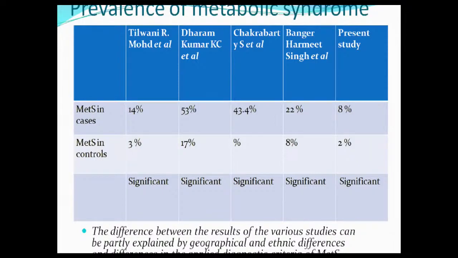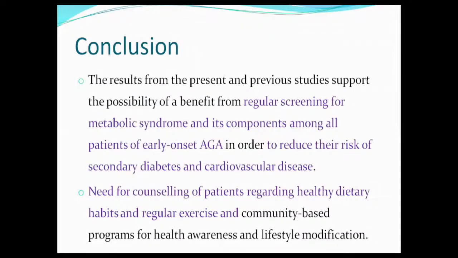The difference between the results of various studies can be partly explained by geographical and ethnic differences and the differences in the applied diagnostic criteria of metabolic syndrome. Conclusion. The results from the present and previous studies support the possible benefit of regular screening for metabolic syndrome and its components among all patients of early onset AGA in order to reduce their risk of secondary diabetes and cardiovascular disease.